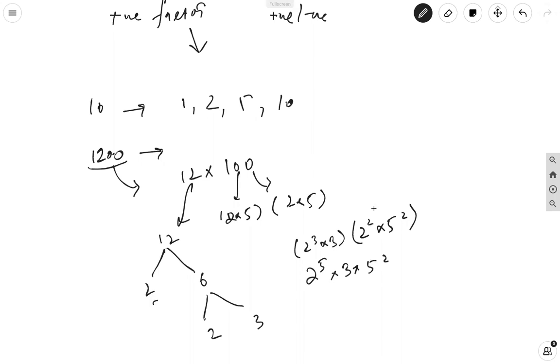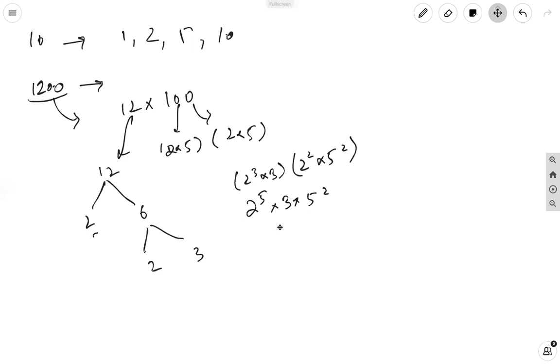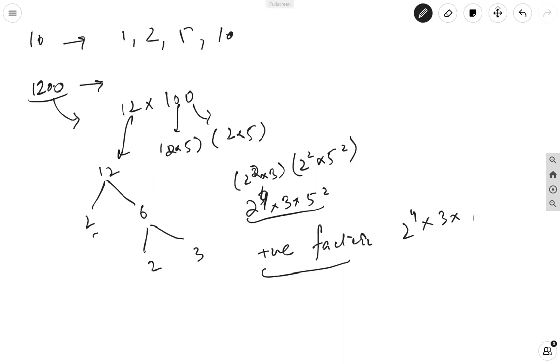To find the total factors of any number, I'm talking about positive factors first. For positive factors, there's a formula: first of all, you need to prime factorize the number. And we have 2 power 4 into 3 into 5 square, right?